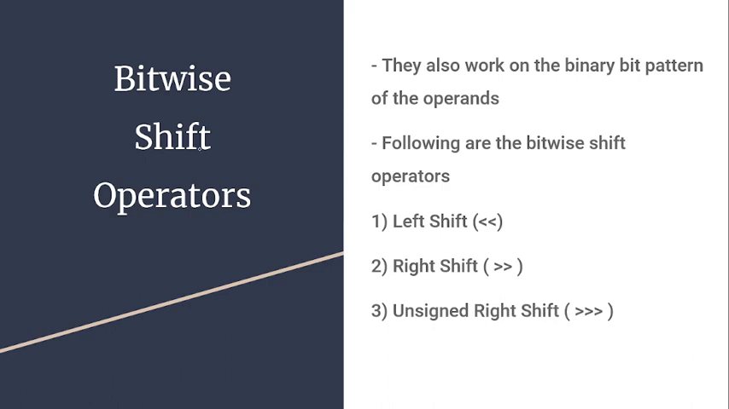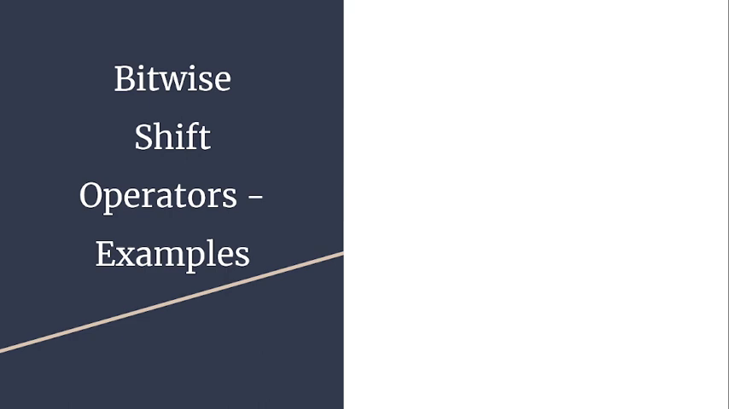Next we have bitwise shift operators. They also work on the binary bit pattern, but the style is obviously different. We have left shift, right shift, unsigned right shift. When it is right shift, we are obviously dealing with the sign bit, and that's the reason we have two variations, the normal and the unsigned. For left shift, it doesn't matter. What it does is it shifts the bits by the number of shifts mentioned after the operand.